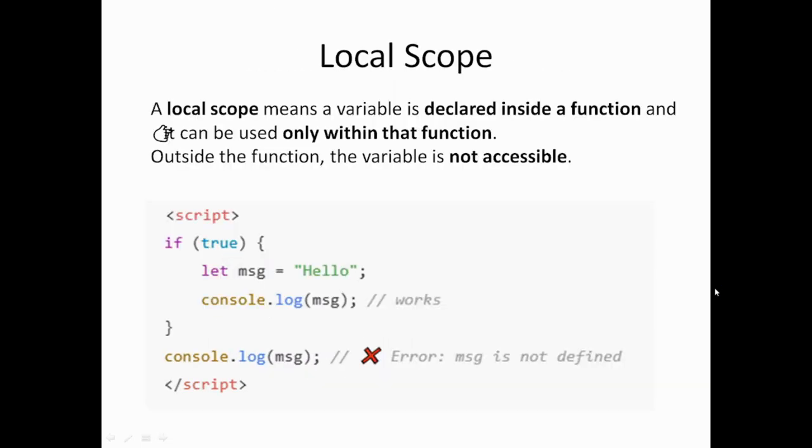Local scope means a variable is declared inside a function. It can be used only within that function. So in this example, there is a variable called message. It is declared inside the if block. So this message can be accessed only inside the if block. Accessing the message outside the if block will throw an error.